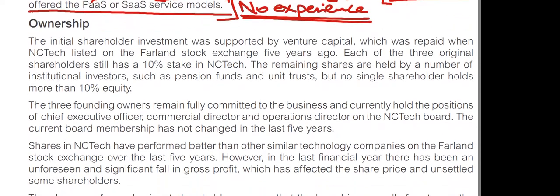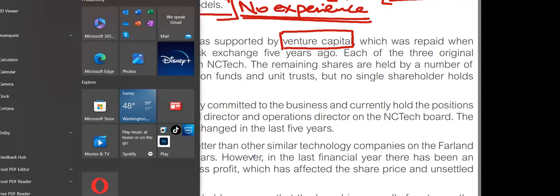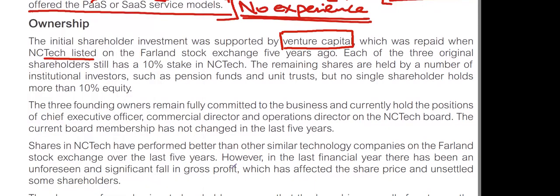Then comes in the ownership. You have support from the venture capitalist, which was repaid when NC Tech listed on Fowler. So it's a listed company that we're talking about, which means I haven't gone through the case study, but I expect that there's going to be something on corporate governance. I should be expecting something on corporate governance here.